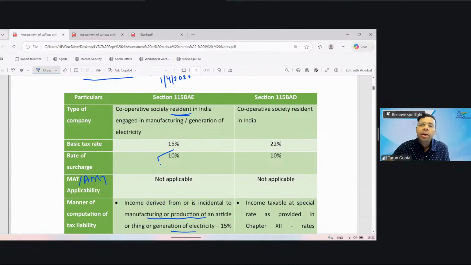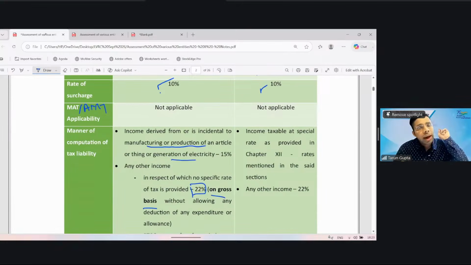So a corporate society, whether new or old, whether engaged in manufacturing or not, can either opt for the old tax regime, which we discussed in the starting, 10,000, 20,000, 10%, 20%, 30%, or it can opt for the section 115BAD concessional tax regime. Here, the benefit is given only to the corporate society which is resident in India. The concessional tax rate is 22%, but it shall be increased by a surcharge of 10%, irrespective of the amount of the income. As in 115BAE, AMT is not applicable.